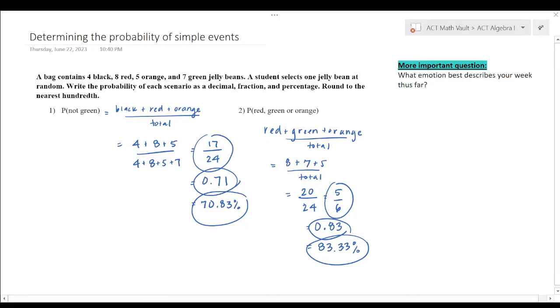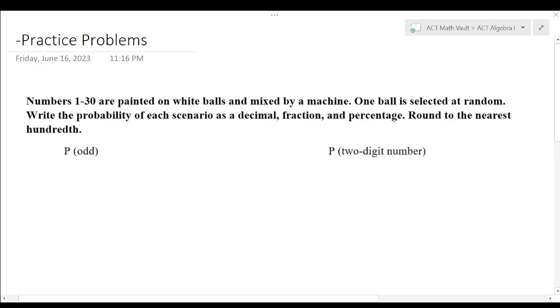So why don't you give these practice problems a shot, and I'm going to show you the answers in a second. If you would like to pause the video, note that this situation is about balls that have numbers on them, numbers 1 through 30. It's basically like bingo, you can imagine. The first is the probability of pulling an odd number, and then the next is a 2-digit number. So go ahead and pause the video.